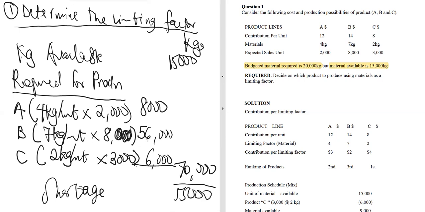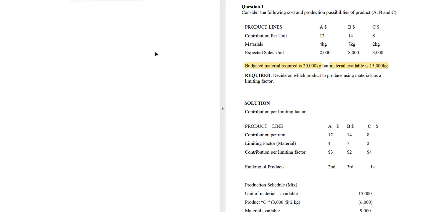That tells us that material kgs is the limiting factor. Mostly that is how we do it in the exam. But this question has told us that we are budgeted to require 20,000, but we only have 15,000 available. So now that you know material quantity is the limiting factor, the next step is to determine your contribution per unit. That's the next thing to do. Contribution per unit has already been given.